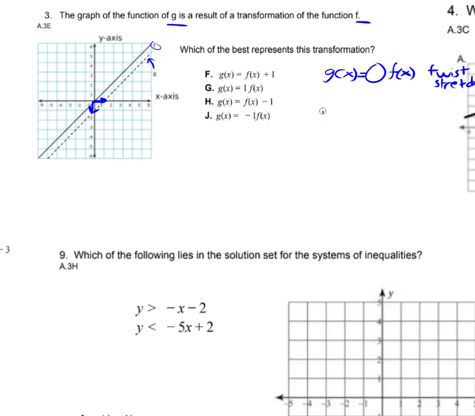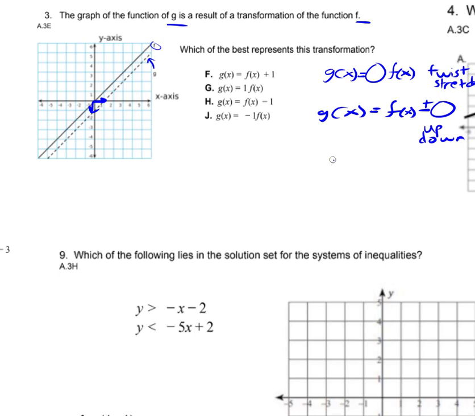Now, if you have g of x, sorry about the handwriting, is equal to f of x, and then you subtract, or maybe you add something to it, some other number just tacked on at the end, then what you're looking at is some type of vertical transformation. That means it's either going up or it's going down, right?